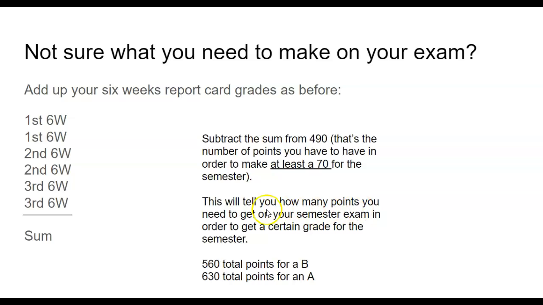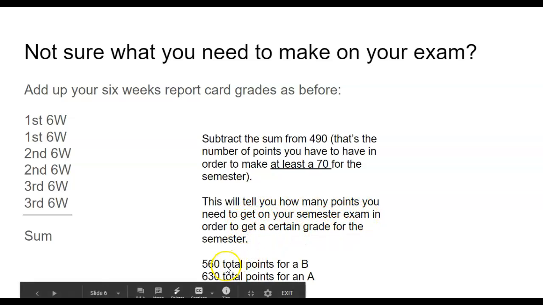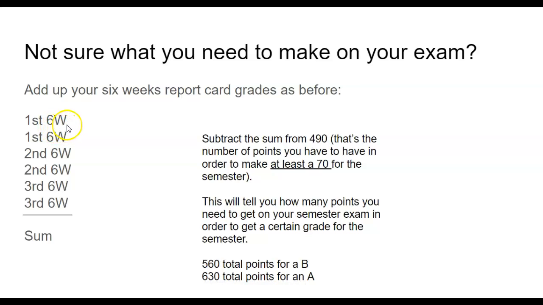This will tell you how many points you need to get on your semester exam in order to get a certain grade for the semester. If you want to make a B for the semester, you need 560 total points, or if you want to make an A for the semester, you need 630 total points. So that's how you can decide what you need to make on your exam.